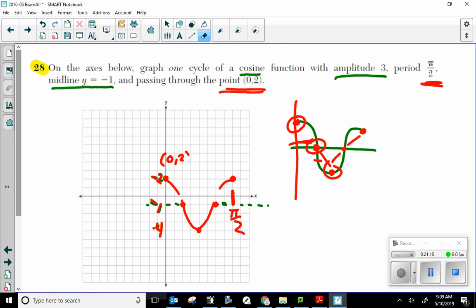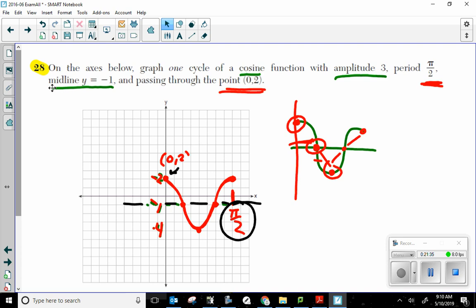There you go. So this is what it should look like. That is a perfect cosine curve that goes through the point (0, 2), has a midline of -1, and has a period of pi over 2.